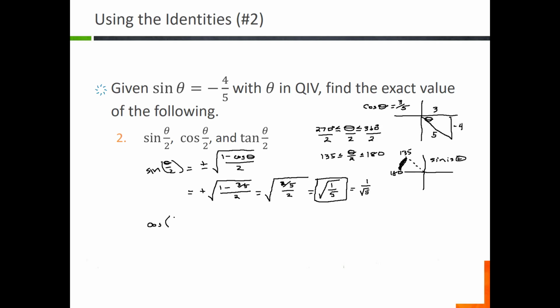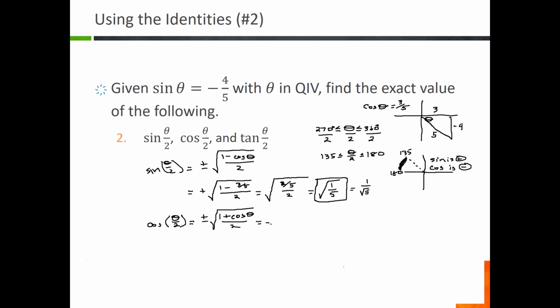All right, let's try cosine. So cosine of theta over 2. We know this has to be the plus or minus square root of 1 plus the cosine of theta, over 2. Now, is it the positive or the negative square root? The cosine is the same, but is it the positive or negative square root? Well, going back over here, we know theta over 2 has to be between 135 degrees and 180 degrees, which puts it in the second quadrant. What do we know about cosine in the second quadrant? Cosine is negative, right? Because it's an x-coordinate. It's to the left of the y-axis. So this answer is actually going to be negative.